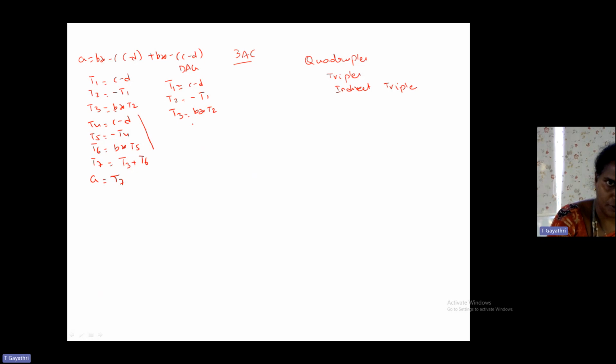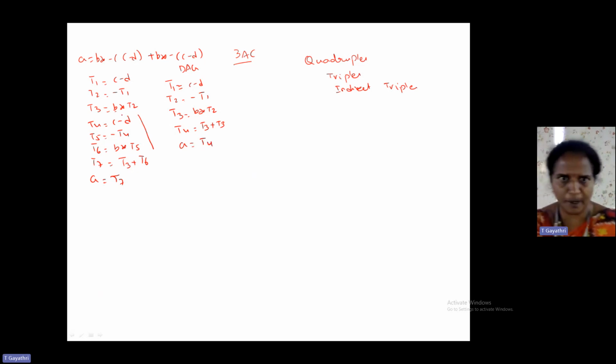T into T2. That's all. T4 equal to T3 plus T2. And A equal to T4. That is the DAG output. And this part we are removing. So now we see, okay, leave it.